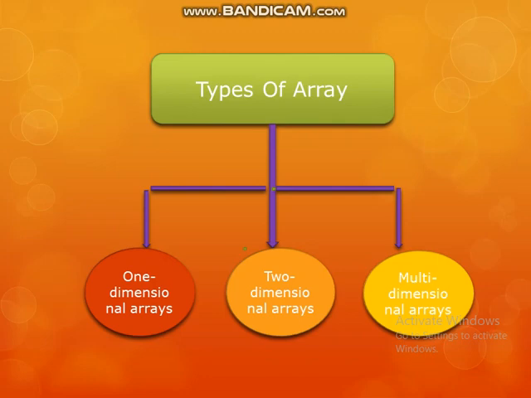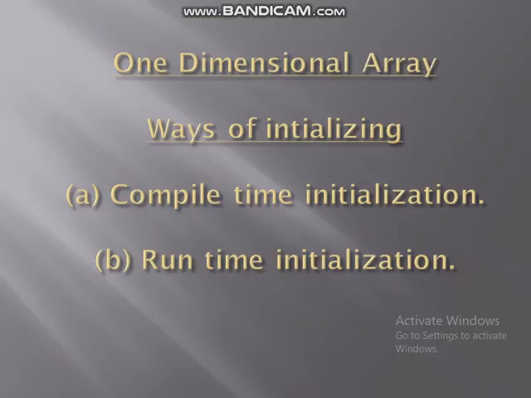Next slide is types of array: one dimensional array, two dimensional array, and multi-dimensional array. We will discuss the one dimensional array with one example. A one dimensional array can be initialized in two ways: one is compile time initialization and number two is runtime initialization. Whether one dimensional, two dimensional or multi-dimensional, you can initialize an array at compile time or runtime.